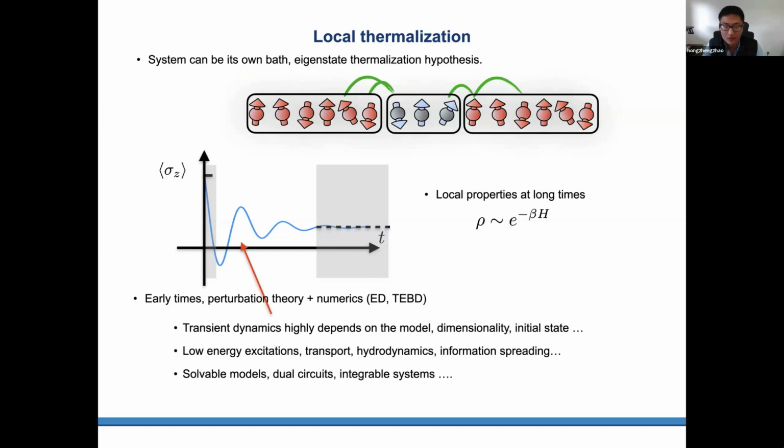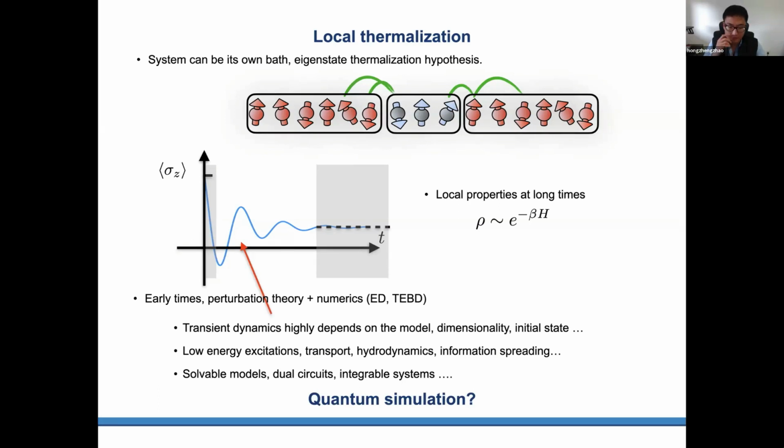And in the previous days, there were lots of interesting talks in this direction. For instance, people can construct some solvable models, such as integrable systems, or dual unitary circuits or generalized ones. But to be honest, for most generic systems, you do not have this very special structure.